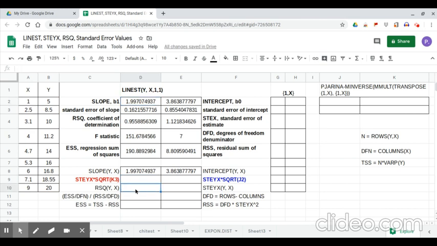The R square, also known as coefficient of determination, correlation coefficient square, and the calculation matches to our LINEST output, and the standard error of estimate, which is STEYX. Which also matches to our LINEST output.